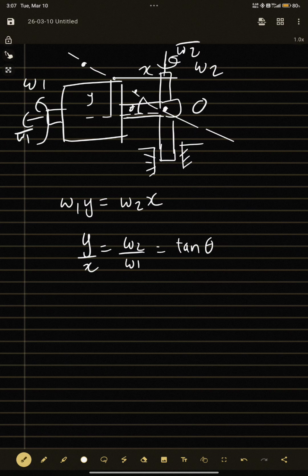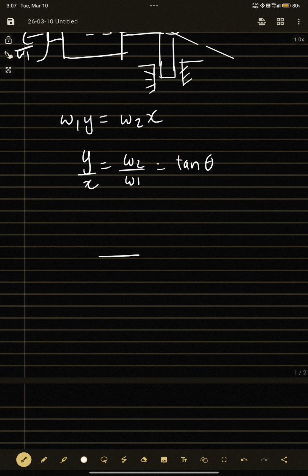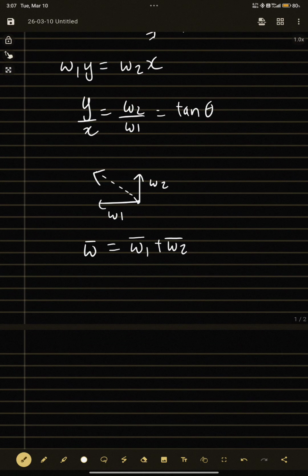How else can you get this locus? If you look at the vectors omega 1 and omega 2, how do you get the resultant? This resultant omega is omega 1 plus omega 2. What is the direction of this resultant? Magnitude of omega 2 divided by omega 1, inverse tan of that, right?